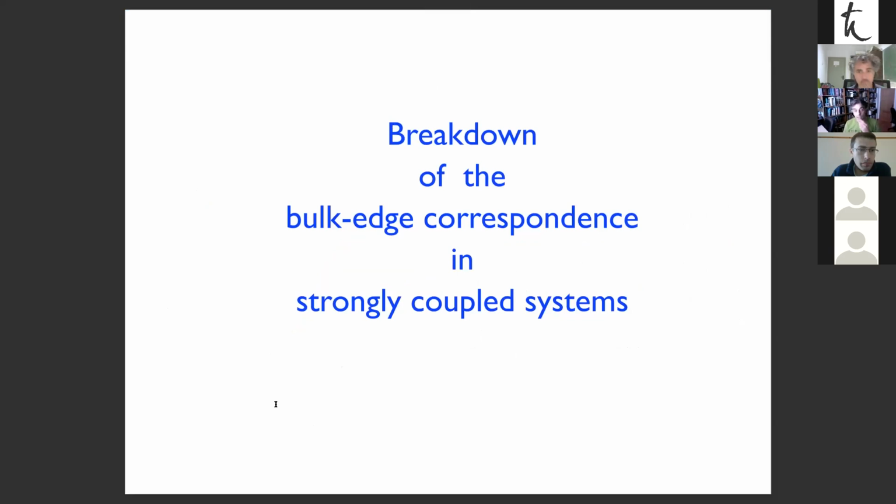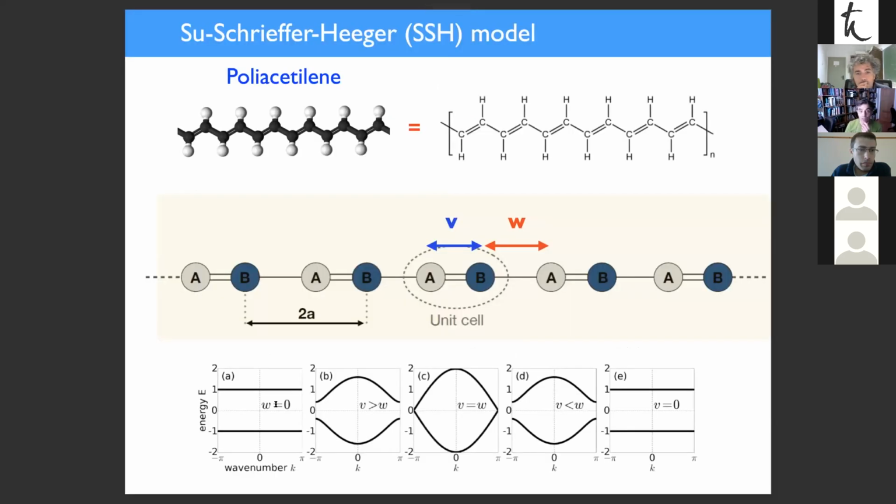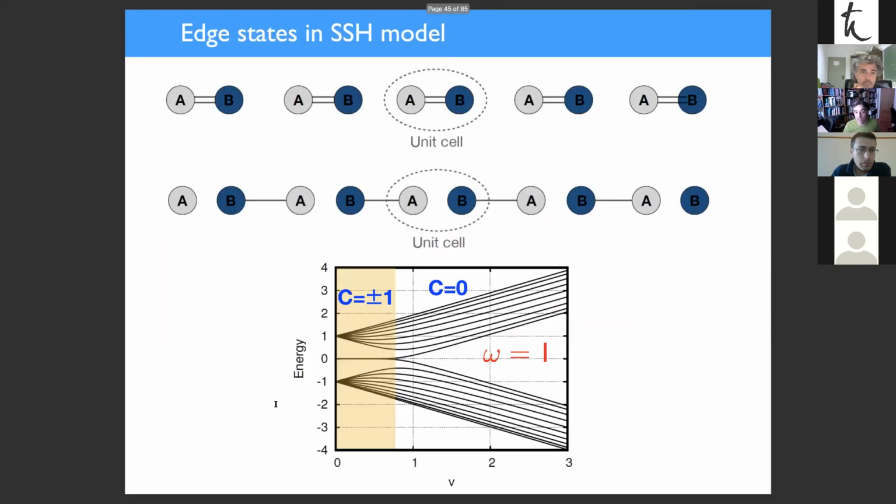So with this, I pass to the next topic, which is the breakdown of the bulk-edge correspondence in strongly coupled systems. And here I'm going to consider a different system, the SSH model. Because of the previous talks, I don't have to present this, so I skip it. It's just the SSH chain.